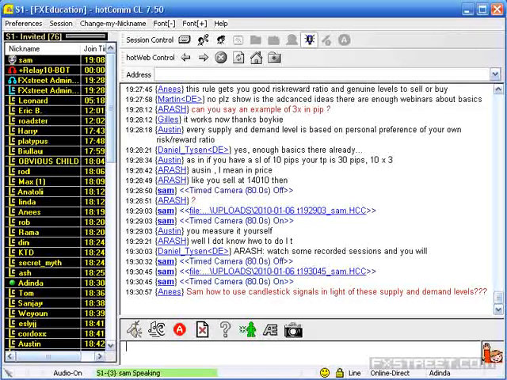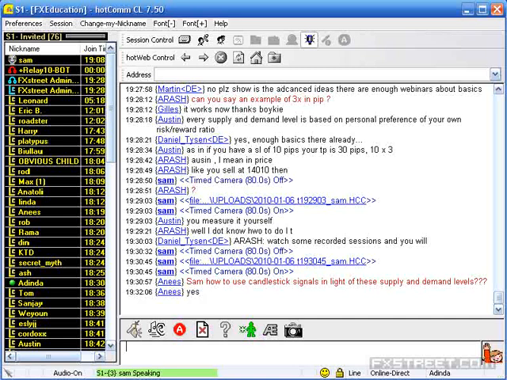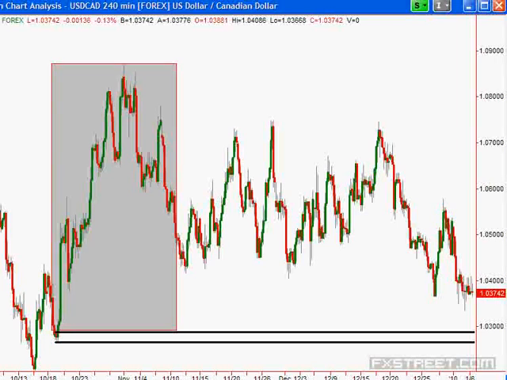Anise, you're asking a question here, how to use candle signals in light of these supply and demand levels. So when you say candle signals, you mean conventional candlestick patterns like dojis and things like that? I think that's what you're asking. You don't need to use those when we're doing this, but if you have a favorite candlestick pattern, you can always look for that when prices come into your entry zone here, right?